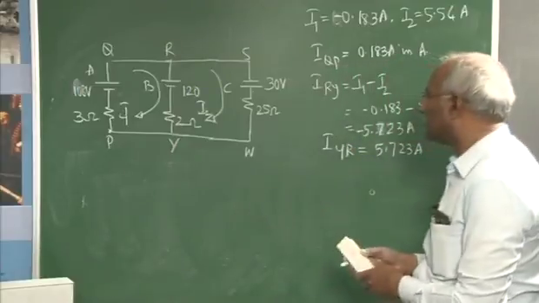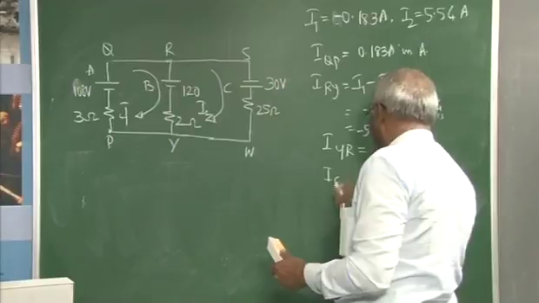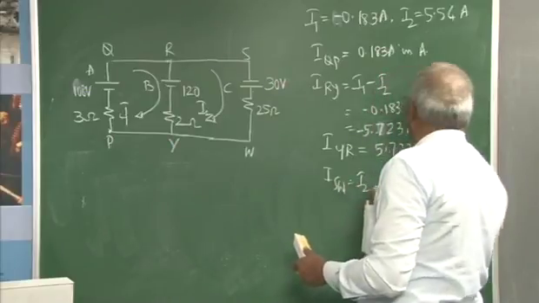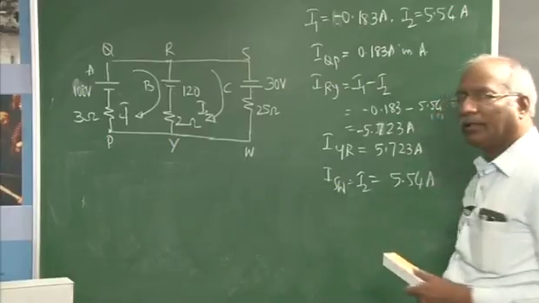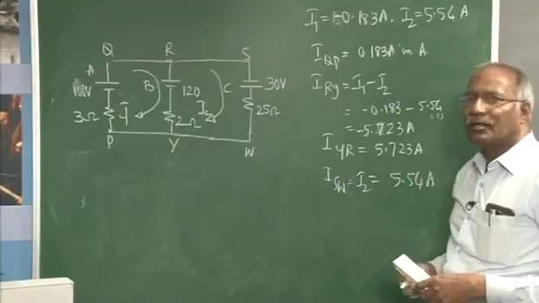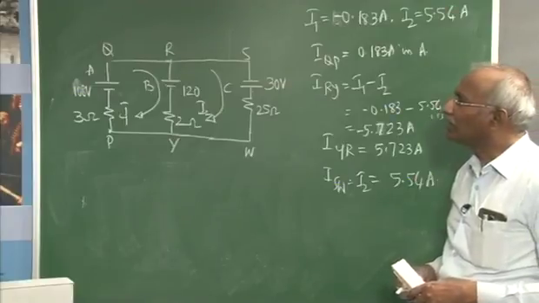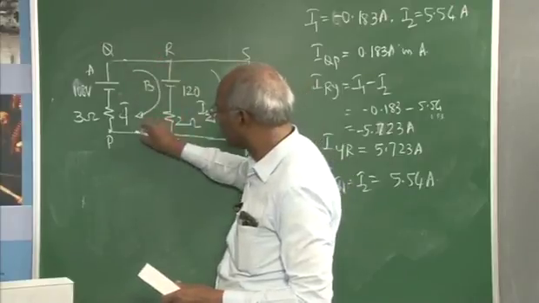C. So that's nothing but equal to ISW equal to I2. I2 is nothing but 5.54 amps. So these are the currents in the battery. The terminal voltage of battery A. So what will be the voltage available at these 2 points?